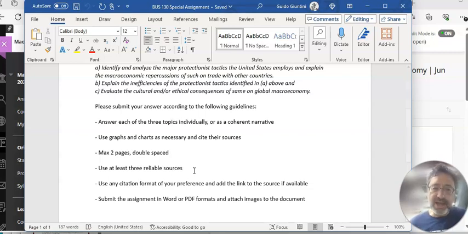You can cite the book, and then use citation, do formal citation. You can use whatever citation format you like. I'm not picky, just use the same one. You can submit it either as Word or PDF, and attach the images to the document. But don't make it too long. Explain what you need to explain, and you'll be fine.